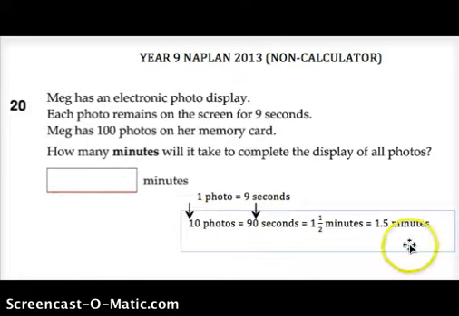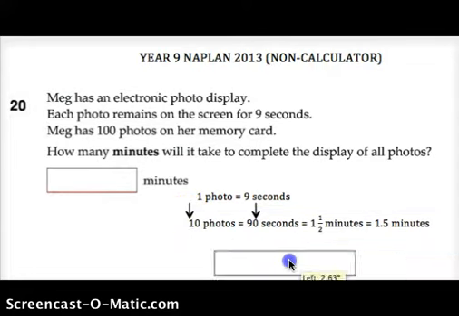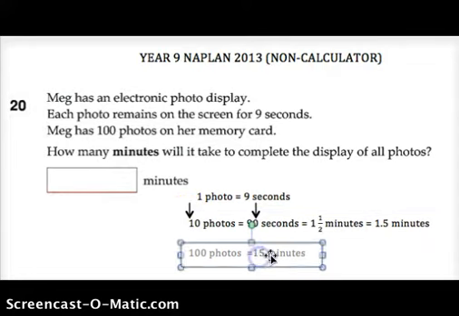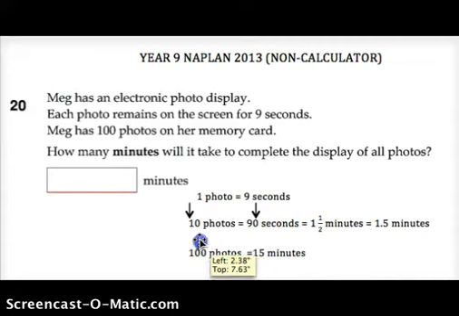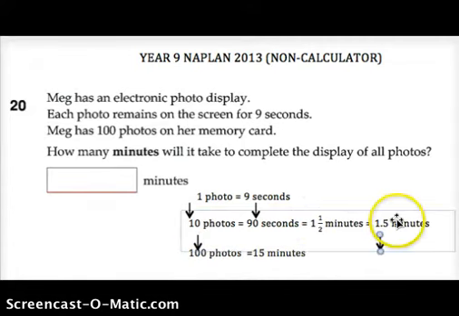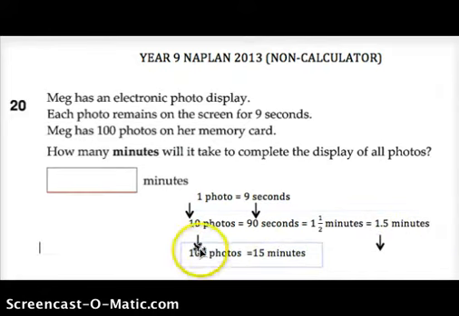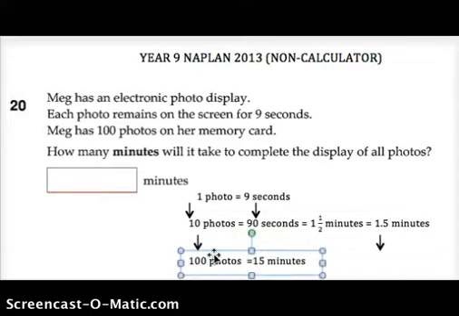So we know that 10 photos takes 1.5 minutes. So we need to go from 10 photos to 100 photos. How do we go from 10 to 100? We times by 10. So if 10 photos takes 1.5 minutes, we can do 1.5 minutes times 10, and that's 15 minutes. So 100 photos will take 15 minutes.